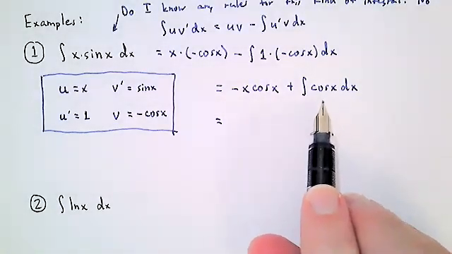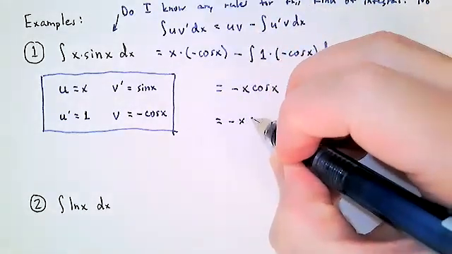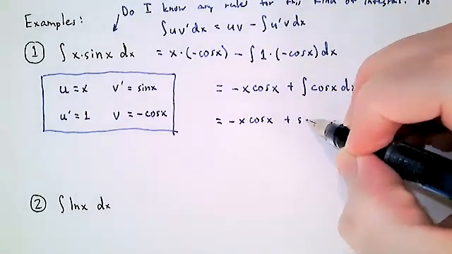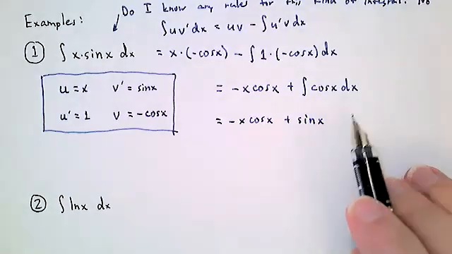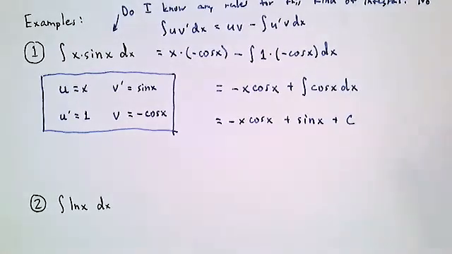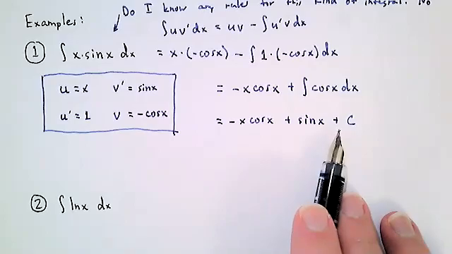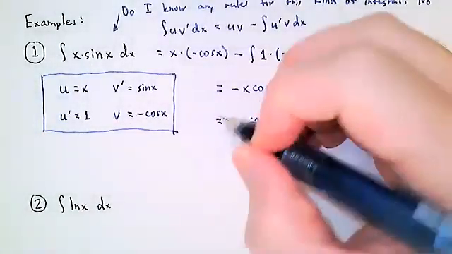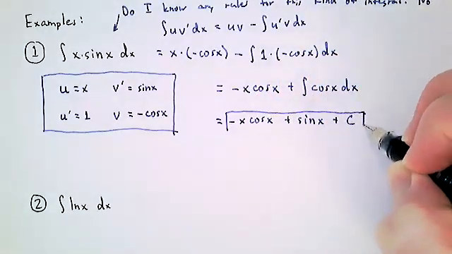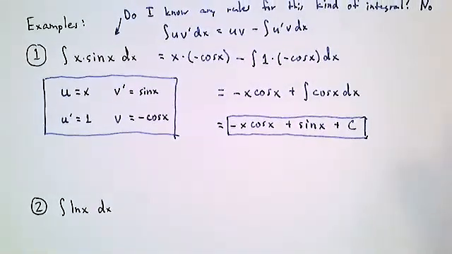So someone tell me how to finish off. What is the integral of cosine x? Sine x. Good. So we just have a sine x. And then this last step is where we put the plus c on our integral, to show that we could add any constant to this answer and we would get a different antiderivative. So any questions over that first example?